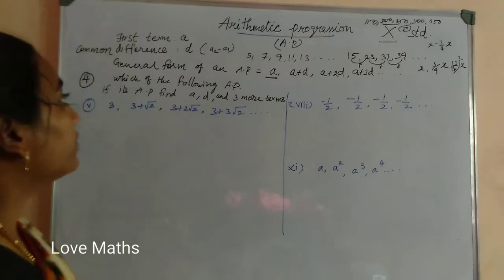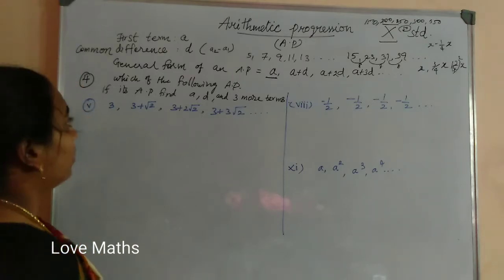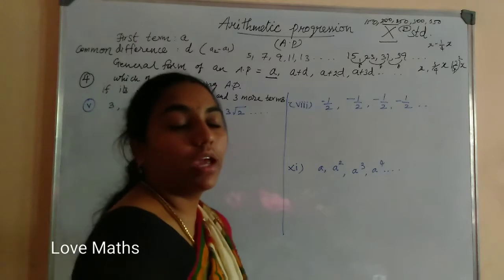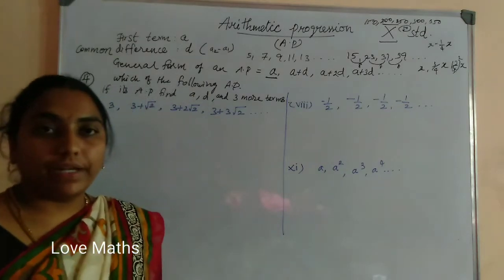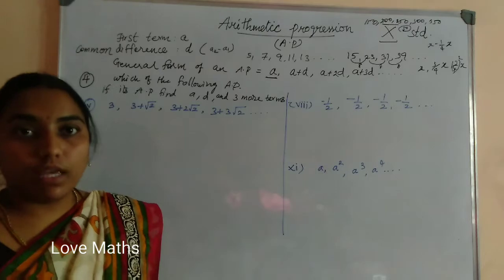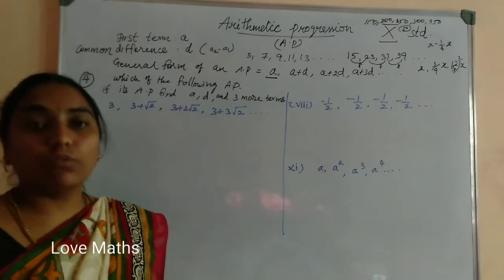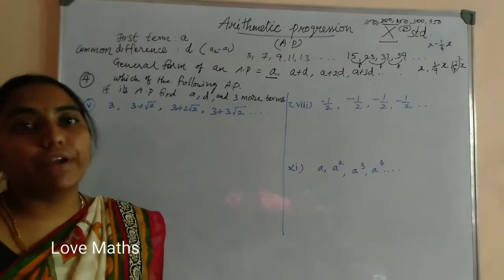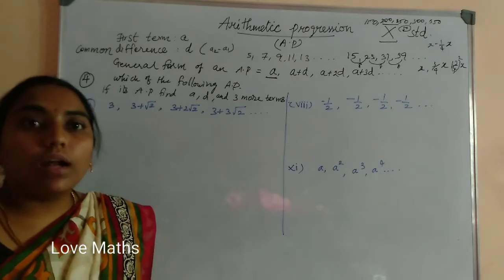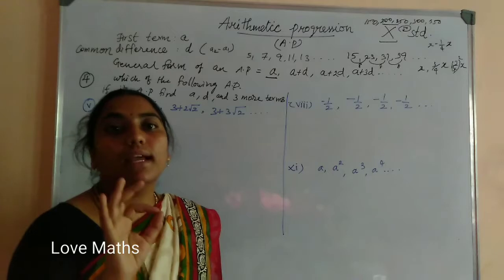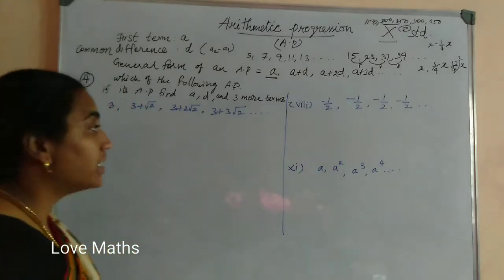Next main question: which of the following are AP? If it is an AP, find A, D and 3 more terms. You have to think first about what you need to find. If it is an AP, find A, D, and then another 3 terms. For an AP, the common difference is constant. You just want to check the common difference. First, let us check.